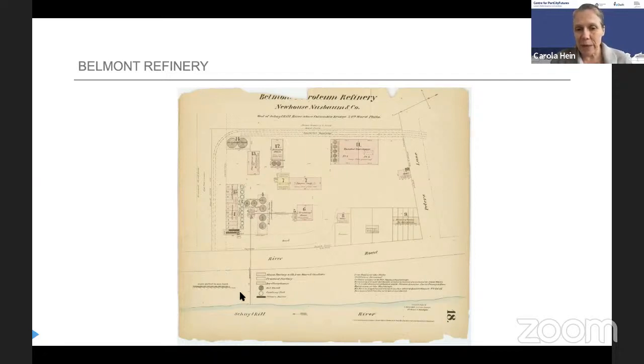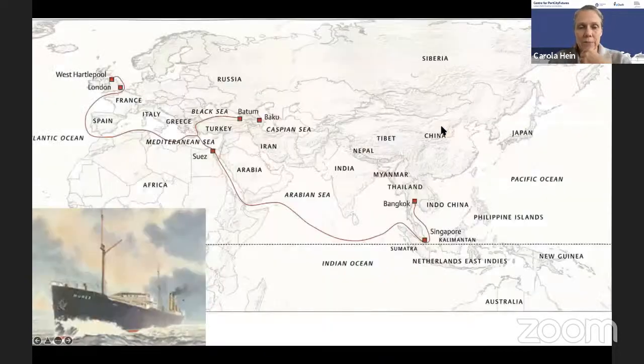These refineries depended on water. And you can see that they needed the river both for the industrial practices as well as for shipping. So you will find many of these oil refineries in these locations at the time still with the places for the horses, but also a railway attached to it.